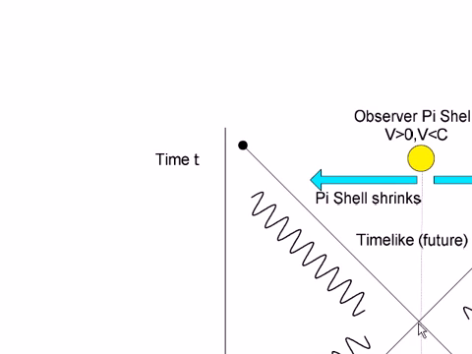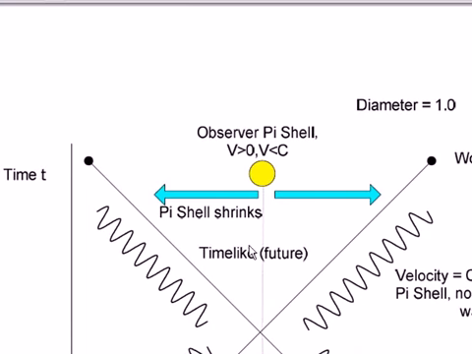So this is an object moving. These lines here represent the speed of light. This is the maximum speed at which an object can travel. So in here, the velocity is greater than 0 and less than the speed of light c. Therefore, the pi shell is not fully compressed relative to the observer. All that really means is that the pi shell is completely compressed along here. It's traveling at the speed of light.